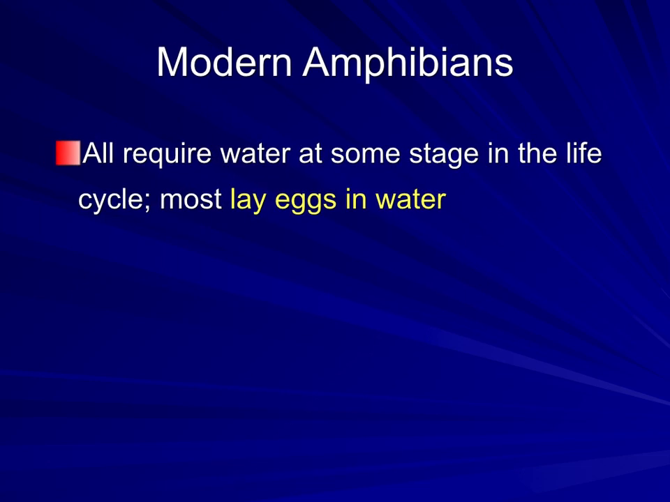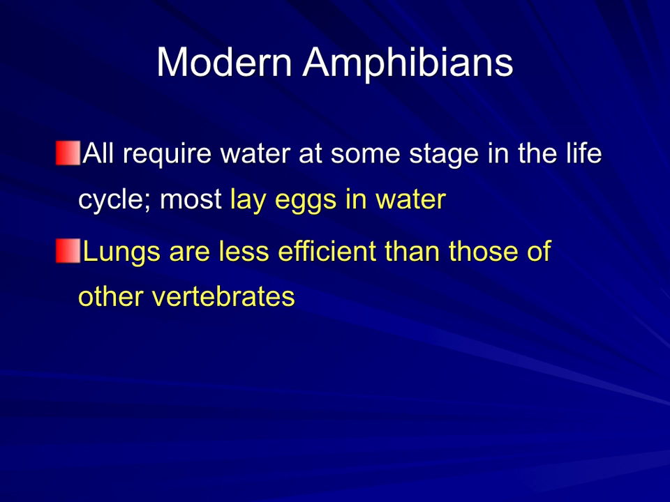Early amphibians all require water at some stage in the life cycle. Most lay eggs in water. Okay, so amphibians are going to have an obligate tie to water. The lungs are less efficient. When we look at them, the eggs are deposited in water and must be kept moist. Their gills are used for respiration and must be kept in water, and they must stay close for reproduction.